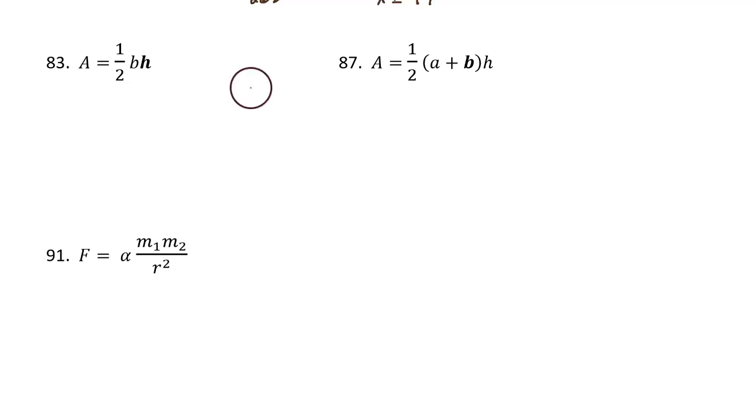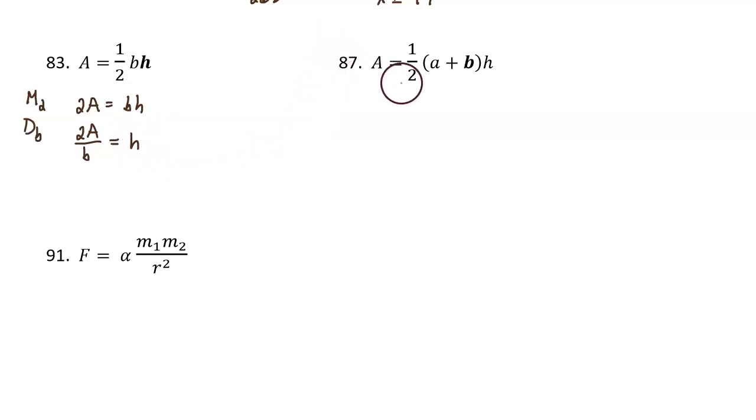Question 83 gives us the math formula for area of a triangle. We're asked to transform the equation so that the variable h is alone. In the first step, we can multiply by 2 on both sides. It becomes 2a equals bh. And then we can divide by b on both sides. We get 2a divided by b is equal to h. So we have isolated the h.